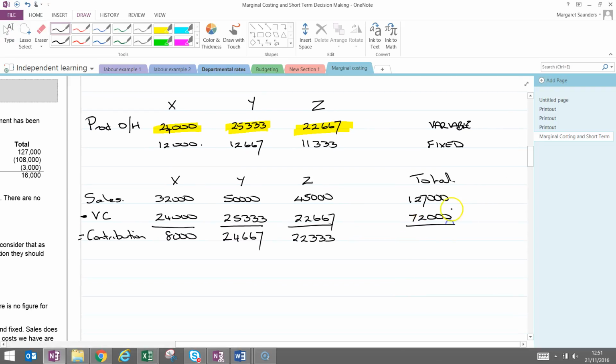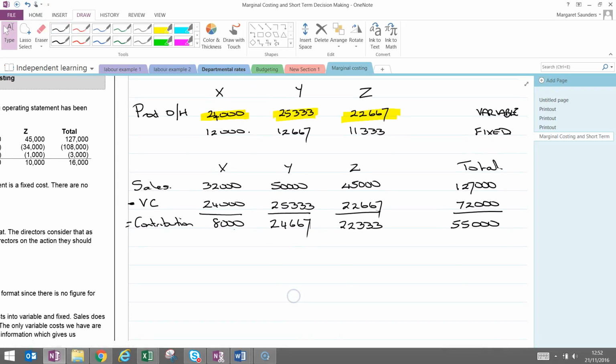And if we just do the total column, sales minus the variable costs of 72,000 gives us a contribution of 55,000. Now it's always worth doing a double check here that your figures are correct. Add up your individual contributions from X, Y and Z, and that should come to 55,000. So that's the first part of the marginal cost statement. Sales minus variable costs equals contribution. Contribution minus fixed costs equals profit.